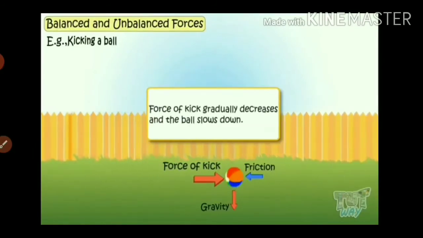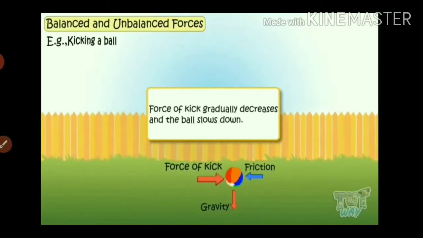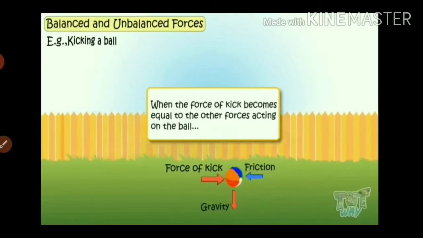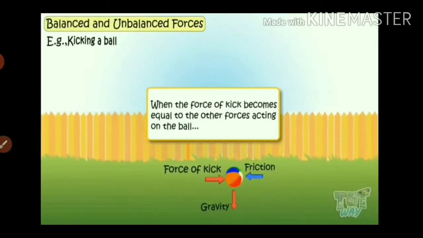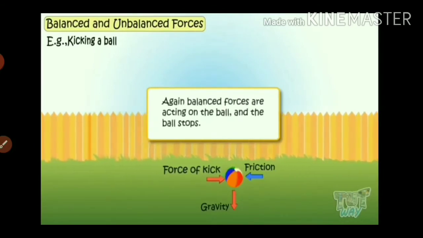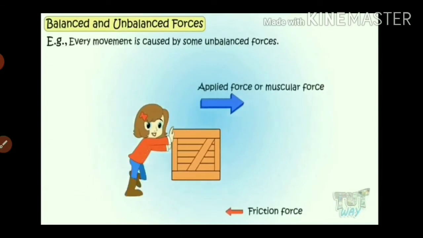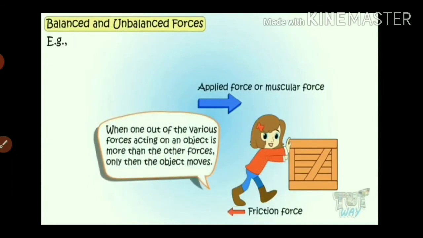Now the force of the kick gradually decreases and the ball slows down. When the force of the kick becomes equal to the other forces acting on the ball, again, balanced forces are acting on the ball and the ball stops. So kids, any movement is caused by unbalanced forces. When one out of the various forces acting on an object is more than the others, only then the object moves.